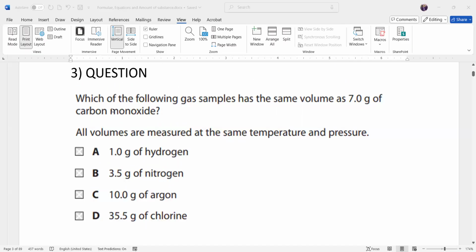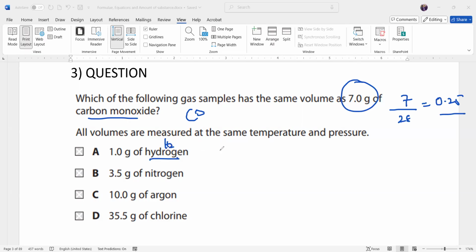So the correct answer for this one is C. How is C the right answer? Look, 7 grams of carbon monoxide. So what is the number of moles? 7 divided by the molar mass of carbon monoxide. Carbon is 12 and oxygen is 16, so 28. So 7 over 28, how many moles do we get? We get 0.25 mole. So basically, we just have to check which one has 0.25 moles.